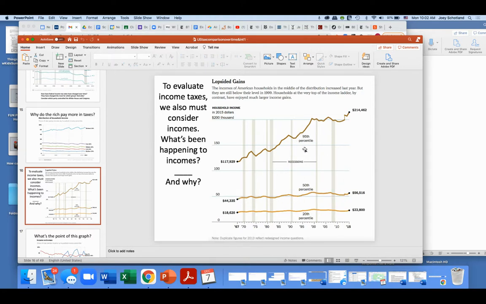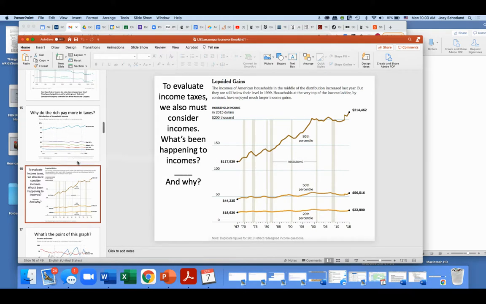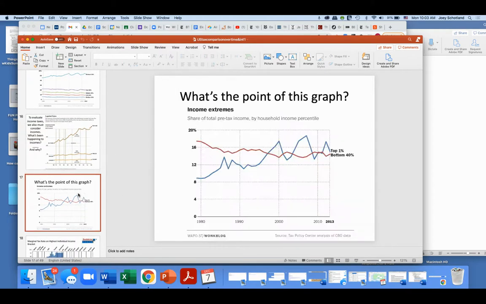Here you see the 95th percentile, okay? So these guys are richer than 95% of Americans. How would you describe the change in their income? All right, it's gone from $117,000 on average to $214,000 on average. Would you describe that as going down, or more or less flat, or a big increase? And again, we want to compare that to taxes. So, what's the point of this graph?